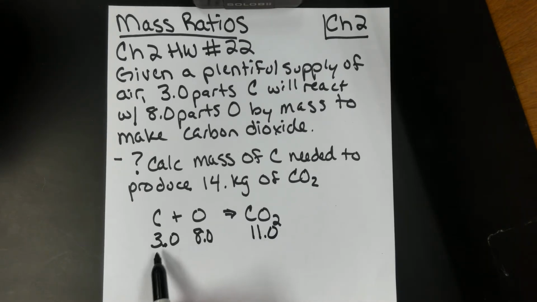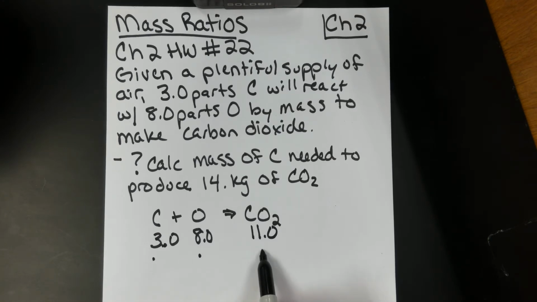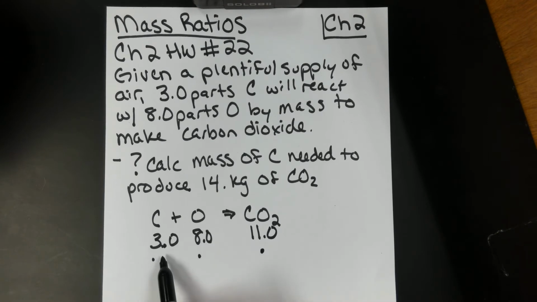So a sample would be 3 grams of this plus 8 grams of this would give us 11 grams of this. What if I had 6 grams of this and 16 grams of this? I would expect 22 grams of this. Follow along? So that's what this question's sort of asking.